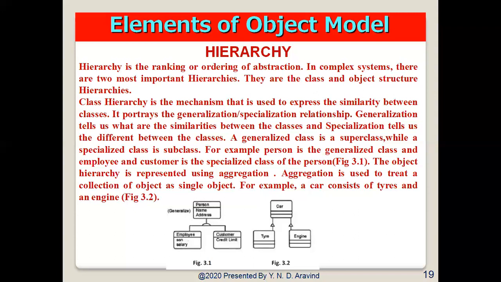The object hierarchy is represented using abstractions, and aggregation is used to treat a collection of objects as a single object. For example, a car consists of tires and an engine, as seen in this figure 3.2.